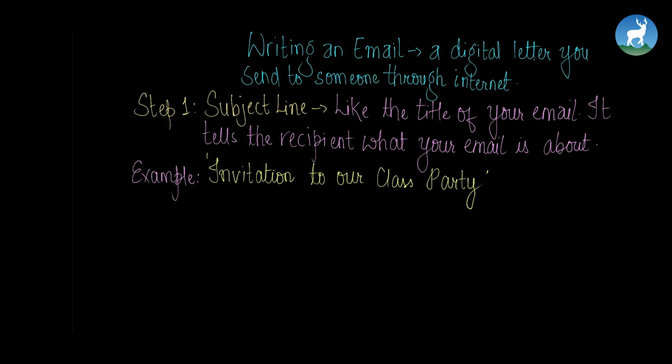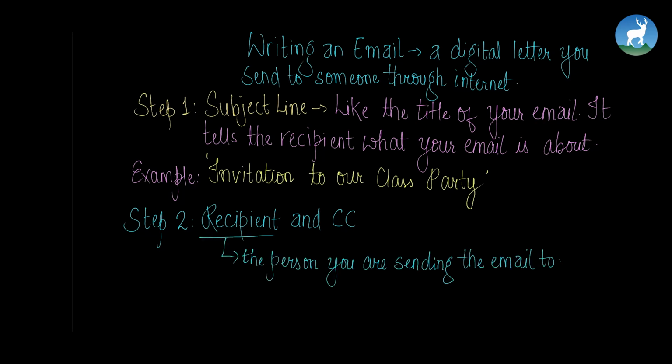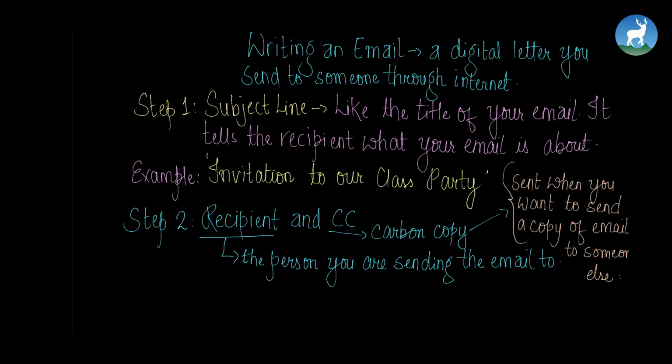Let's move to step number 2. Step 2 consists of the recipient and CC. The recipient is the person you are sending the email to, like I have already mentioned. And here, if you want to send a copy of the email to someone else, you can use carbon copy. CC means carbon copy. Carbon copy is sent when you want to send a copy of the email to someone else. Okay? For example, it's not just one person you're sending the email to. Then what do we do? We do CC and write down their email addresses.